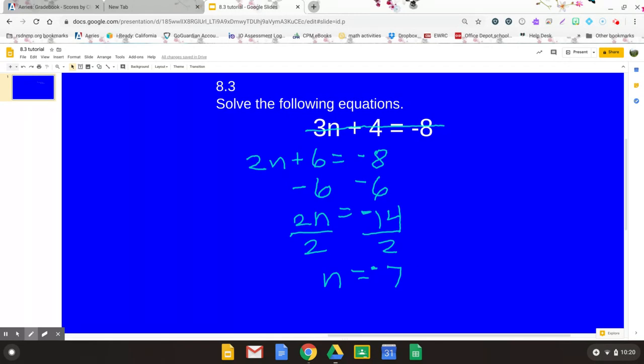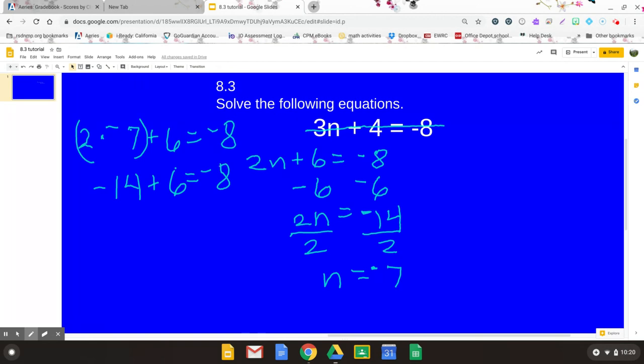Let's double check. So I had 2 times, now I know n is negative 7, so it's 2 times negative 7 plus 6 equals negative 8. So 2 times negative 7 is negative 14, because when I multiply, if my signs are different, my answer is always negative, plus 6 equals negative 8.